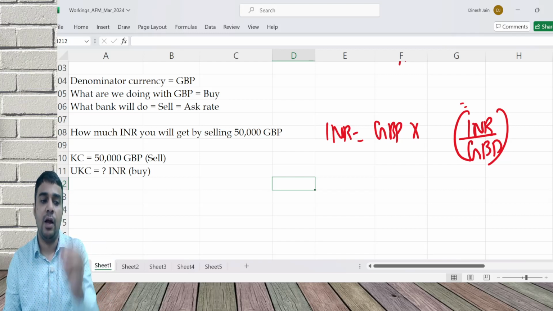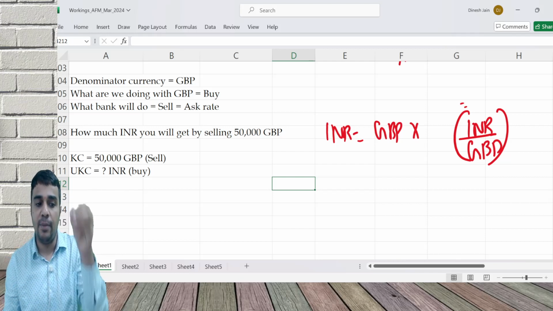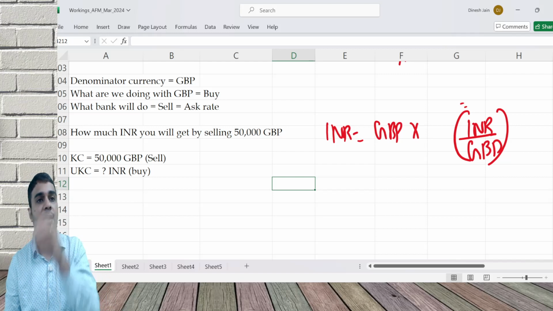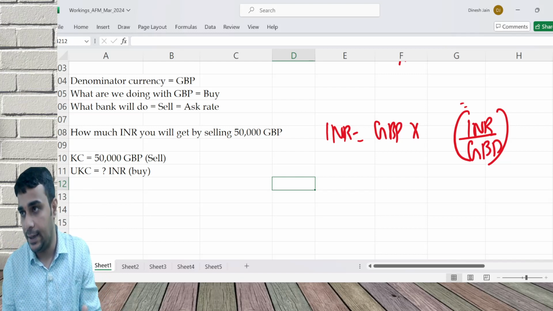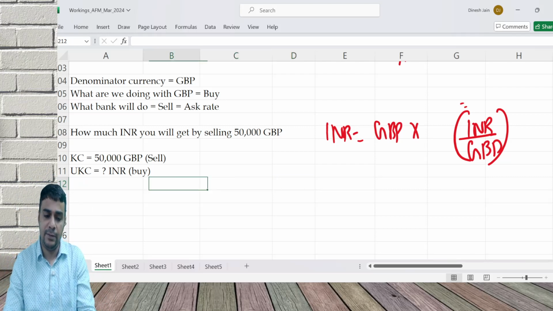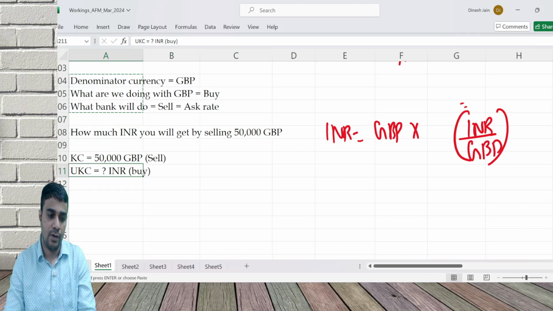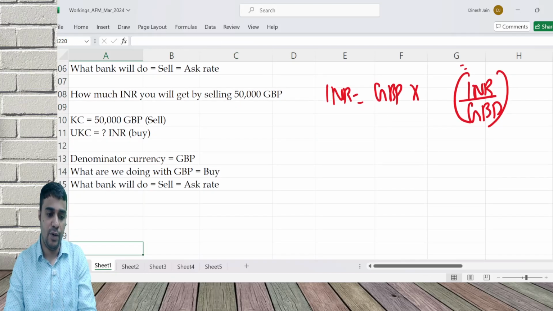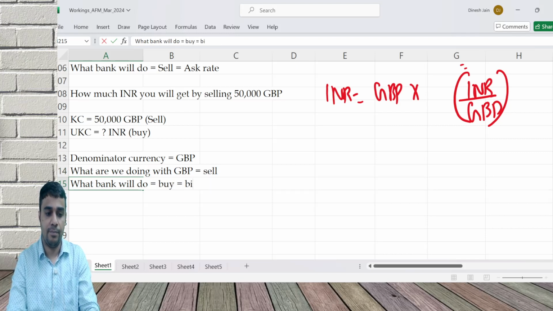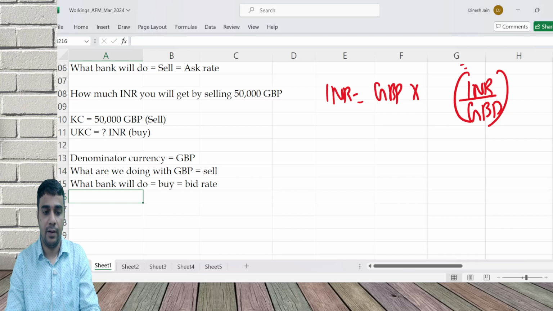Please write below that: denominator currency equal to GBP. What are we doing with GBP? Sell. What is the bank going to do? Buy. Bank will buy at bid rate. Now write.